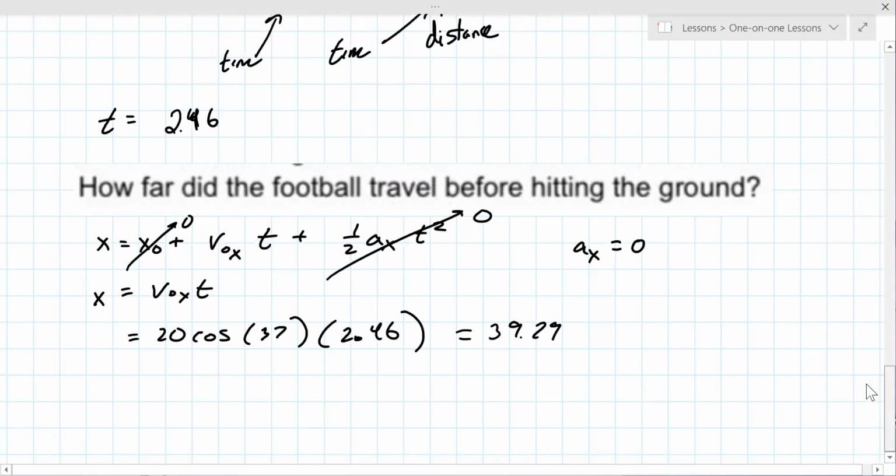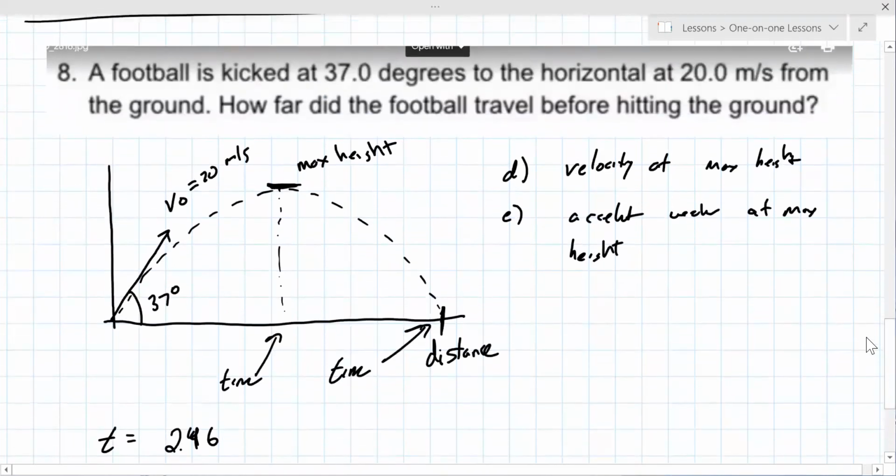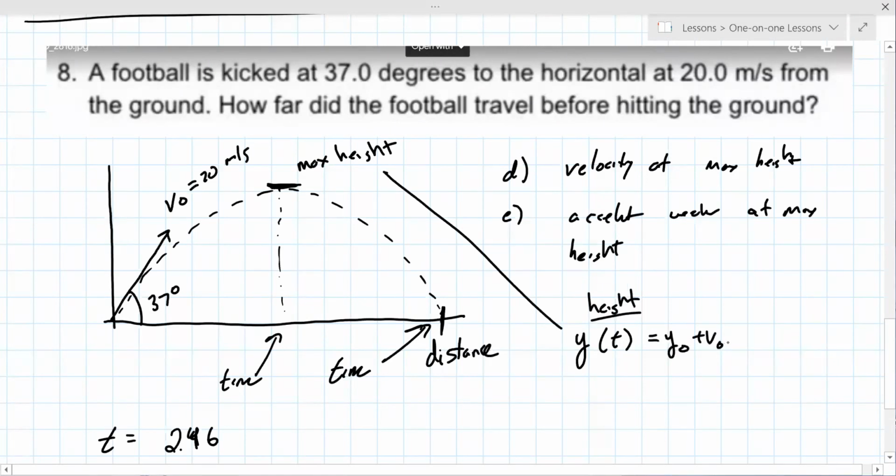What is confusing for students, I think, is that everything we've done so far has been very straightforward. You find the time, you put it back into the x equation, you find the distance. Part A says, what is the max height? The height is always governed by the y equation. When you're asked for height, that's y of t. And that's y naught plus v naught in the y direction times time plus 1/2 acceleration in the y direction times t squared. It may look like there's more than one variable, but this is a function of t.